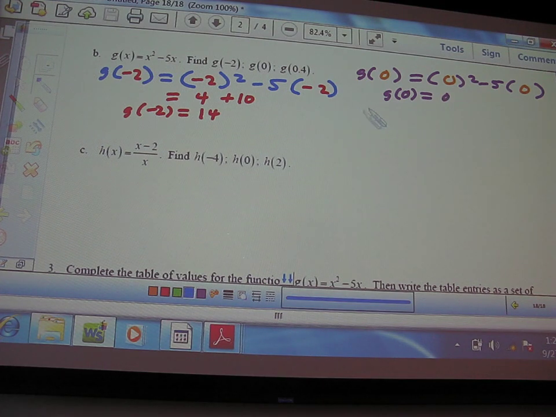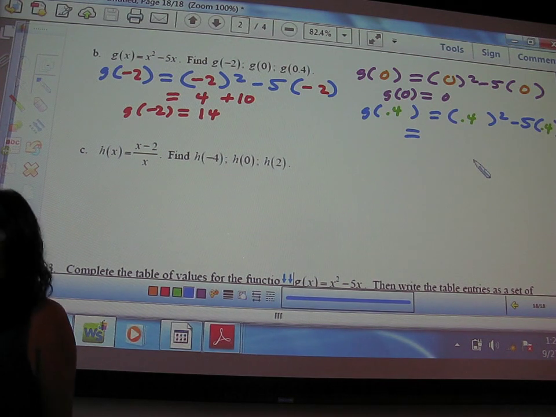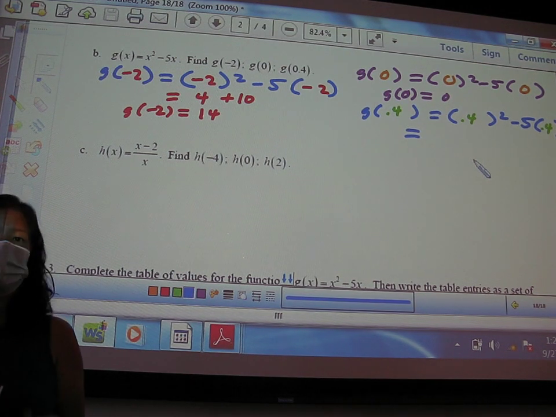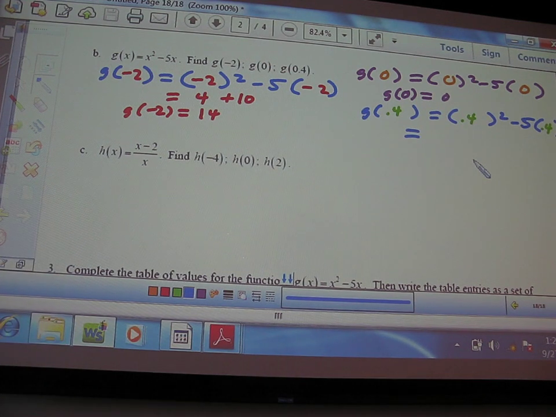This one's a little bit tougher. G of giant parentheses equals giant parentheses squared minus 5 giant parentheses. And inside there is going to go 0.4. Okay, let's see. 0.4 squared. 0.4 squared is not 0.4 times 2, because we already have that. I would just do times 2. I wouldn't have this extra thing up there, right? So second power means multiply it by itself. So 0.4 times 0.4. That's going to be, use your calculator, 0.16.